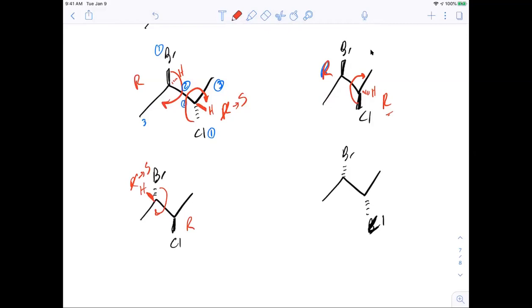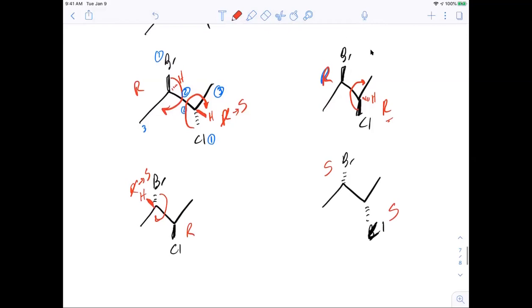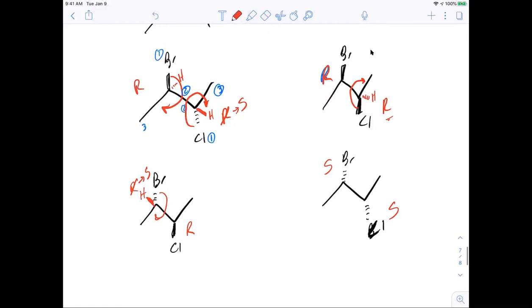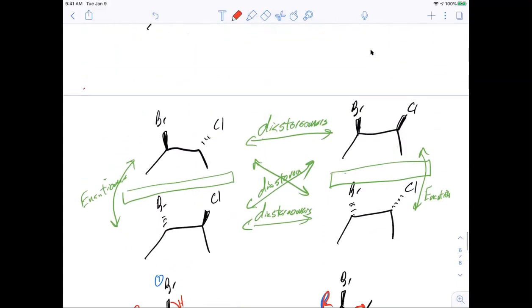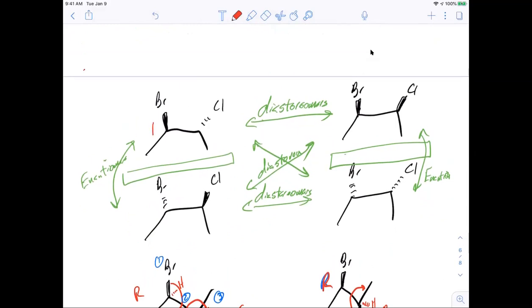So, and then here we have the bromine. Again, so this one's going to be S, and this one's going to be S. So we have RS, SR, RR, SR. So now we have those named. Now when we look back up here, I'm going to go ahead and name these, right? So we can see what those were.